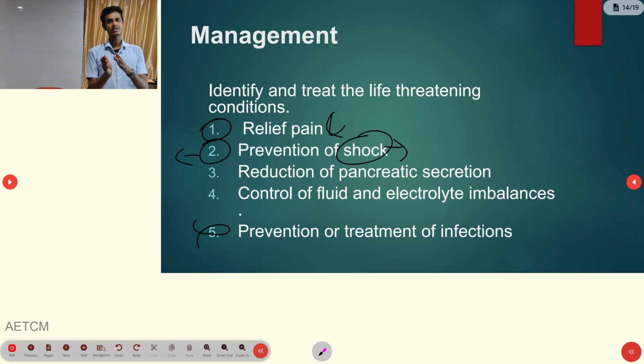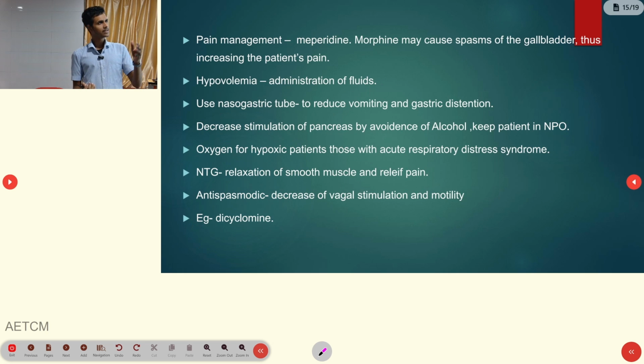So in pre-hospital we are mainly focusing on symptomatic treatment. First one, pain relief management, and then if any muscle spasm is there, antispasmodic, and then we have to keep the person NPO. These are the things we have to follow in the pre-hospital. The same thing: if there is hypovolemia, we have to administer fluids, nasogastric tube, and decrease stimulation by avoidance of alcohol, and keep the patient NPO.